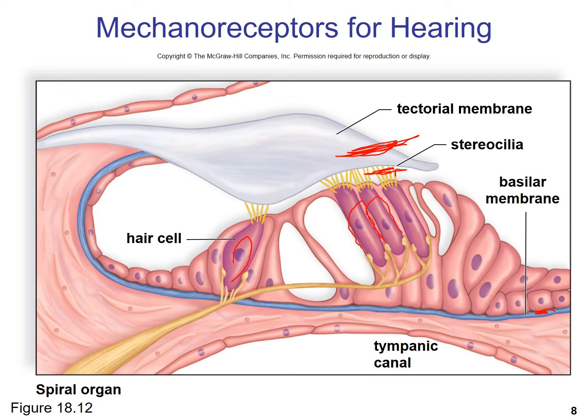Oh, I'm sorry, the hair cells will start an action potential, and this will send nerve impulses down their axons to the cochlear nerve. And this is how sound basically gets to the brain.